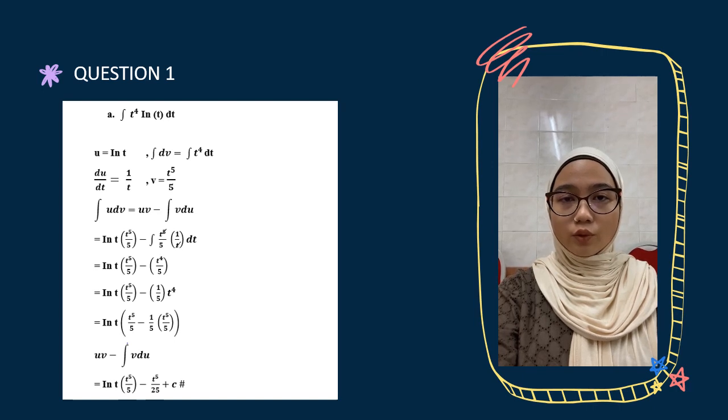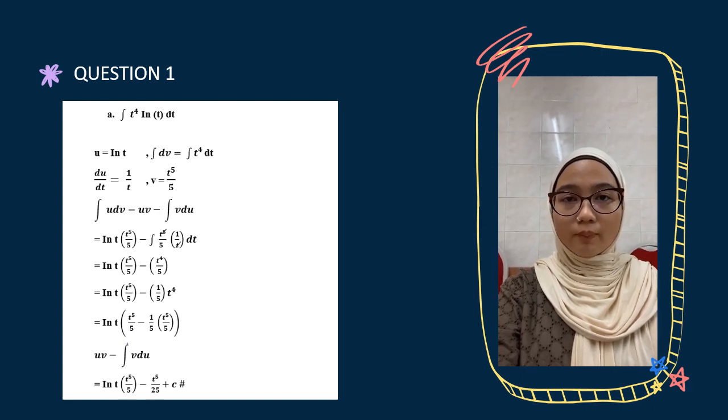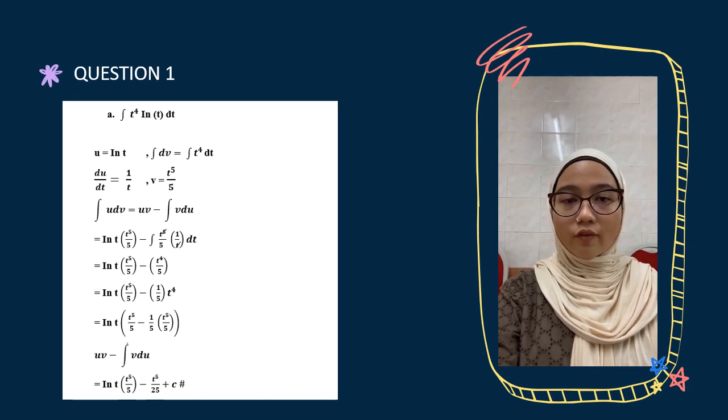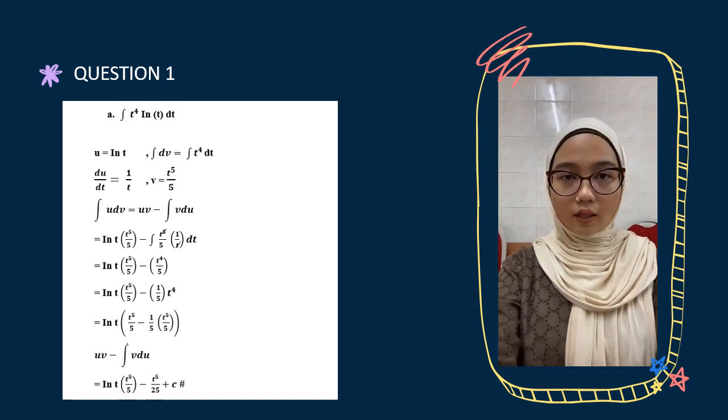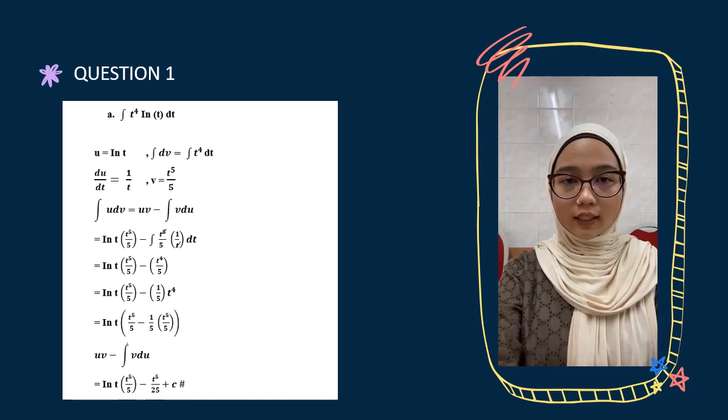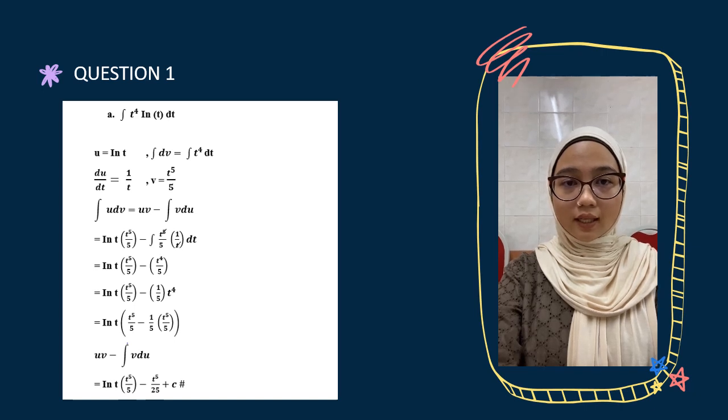So we got u equals ln t, v equals t to the power of 5 over 5, and du equals 1 over t. This value we have to put in the formula, which is uv minus the integral of v du. So we got ln t times t to the power of 5 over 5 minus the integral of t to the power of 5 over 5 times 1 over t dt.